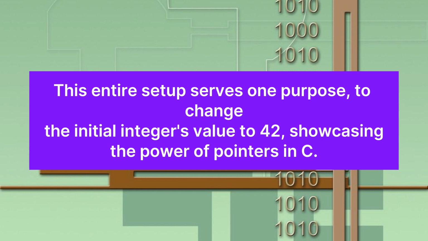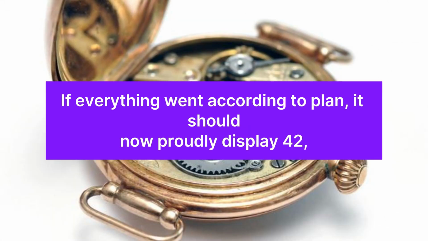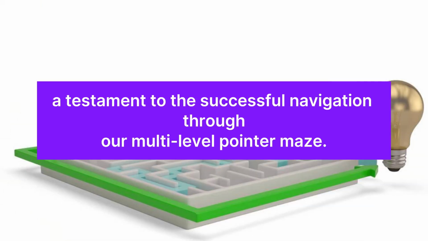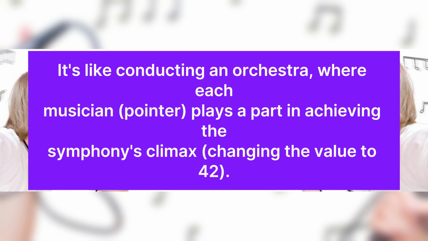This entire setup serves one purpose: to change the initial integer's value to 42, showcasing the power of pointers in C. After this grand setup, we check our initial integer's value. If everything went according to plan, it should now proudly display 42. A testament to the successful navigation through our multi-level pointer maze. This example demonstrates not just the technical capability of C with pointers, but also the conceptual beauty of programming. It's like conducting an orchestra, where each musician pointer plays a part in achieving the symphony's climax, changing the value to 42.